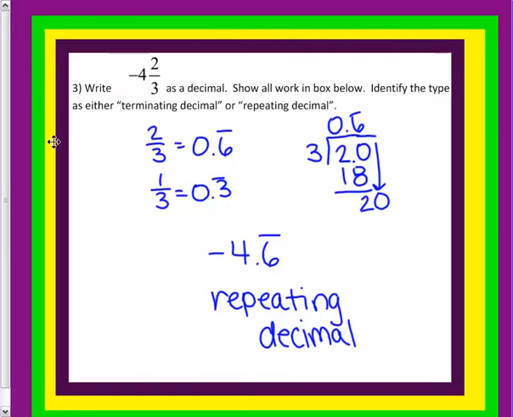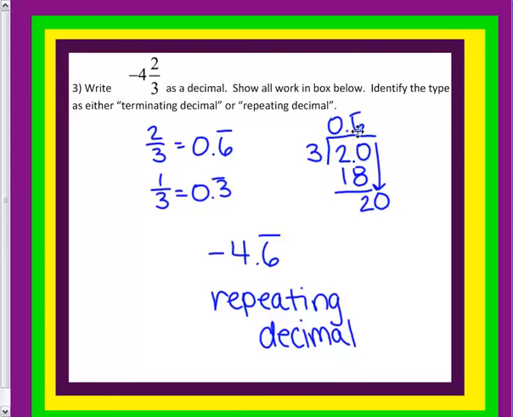Okay, number 3. We want to change -4 2/3 to a decimal. So if we change this to a decimal, we would get 2/3 is 0.6 repeating. Why? Because 3 does not go into 2 evenly, so we put our decimal point here. 0 times 3 is 0, so we need a 0 here.